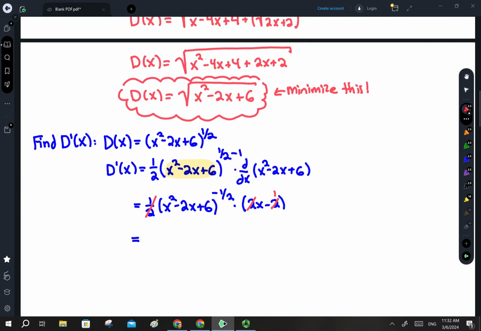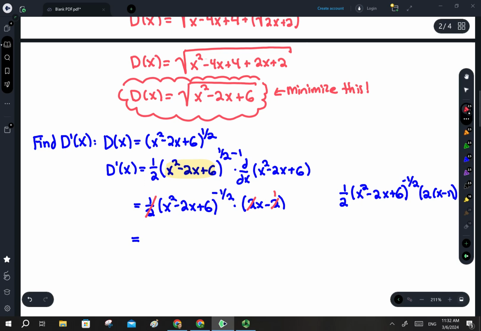So I could factor the 2 out and then cancel it. To make that a little bit more clear what I'm doing, if I factor the 2 out of 2x minus 2, then I can cancel the 1/2 from the power rule with the 2 from when I took the derivative of the inside, and it leaves behind an x minus 1.